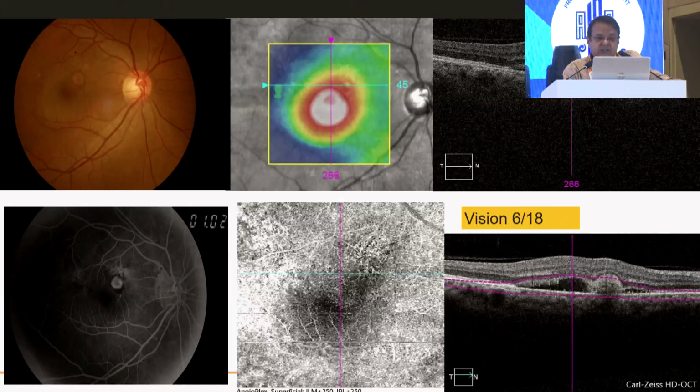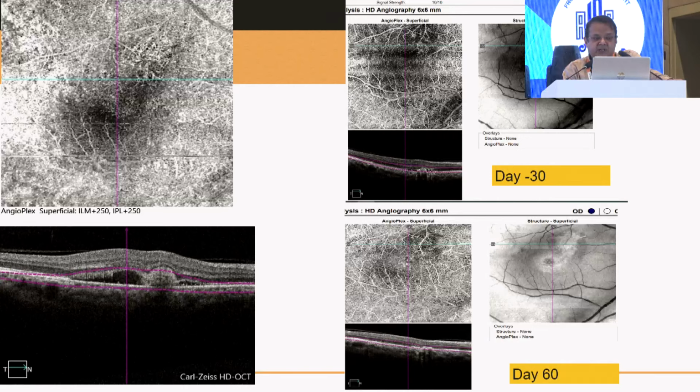On OCT you will see subretinal fluid at the subfoveal area, and then the CNVM in this area. The OCTA picture shows a large CNVM, and it's interesting that OCTA shows a larger lesion compared to the fluorescein angiography. In this patient we gave one injection of ranibizumab and treated the extrafoveal lesion with thermal laser. At day 30 the fluid has almost disappeared. At day 60 you can see the laser has taken up and there is a scar here. There is no fluid on the B-scan overlay, and the patient had a definite end to the treatment.